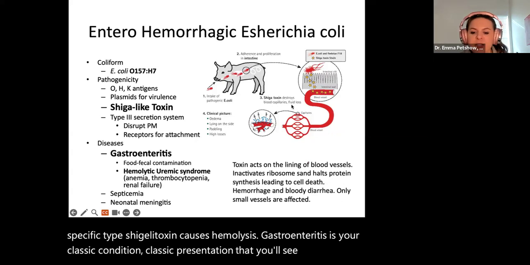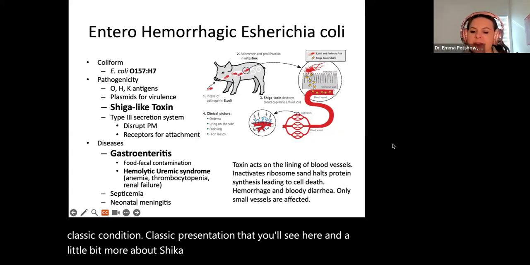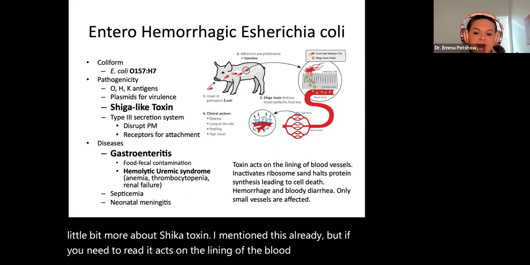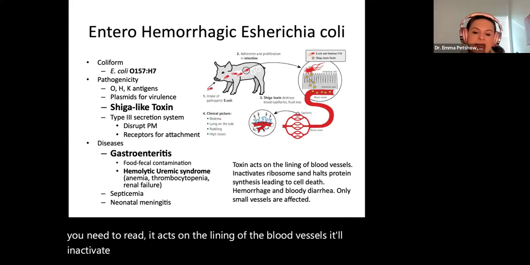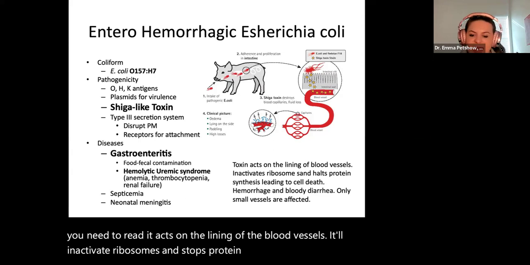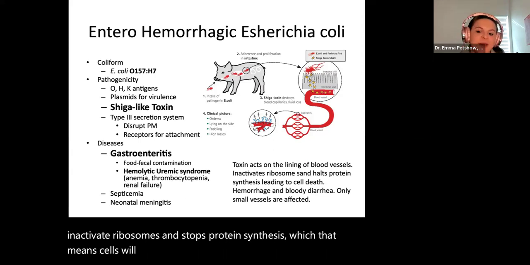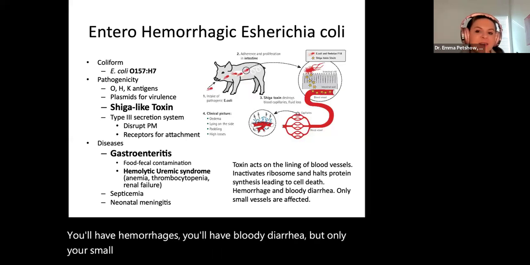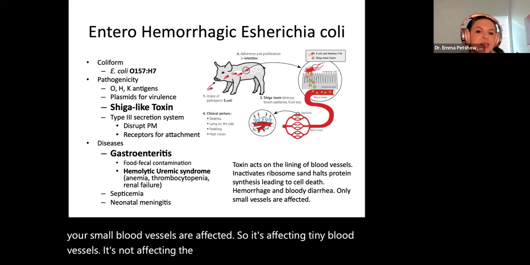And a little bit more about Shiga toxin. I mentioned this already, but if you need to read it, it acts on the lining of the blood vessels. It will inactivate ribosomes and stop protein synthesis, which means cells will die. You'll have hemorrhages, you'll have bloody diarrhea, but only your small blood vessels are affected. So it's affecting tiny blood vessels. It's not affecting the large vessels or vasculature in your body.